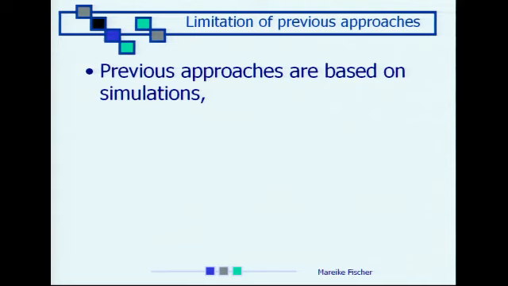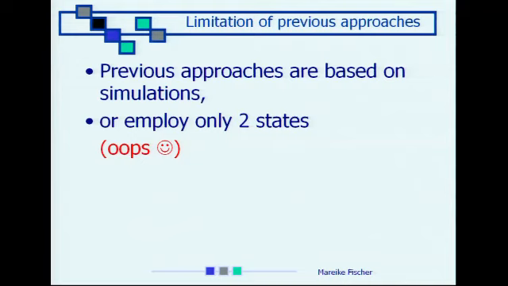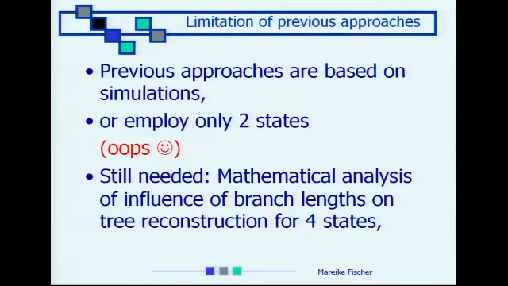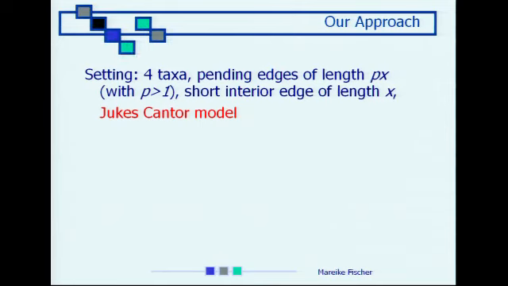However, as I said, the very first approaches I showed you were based on simulations, and the others employ only 2 states. Well, that's not really interesting for biologists. Normally they look at at least 4 states when they talk about DNA, for example. So what was still needed was a mathematical analysis of the influence of branch lengths on tree reconstruction for 4 states. And this is what I looked at with Marta.